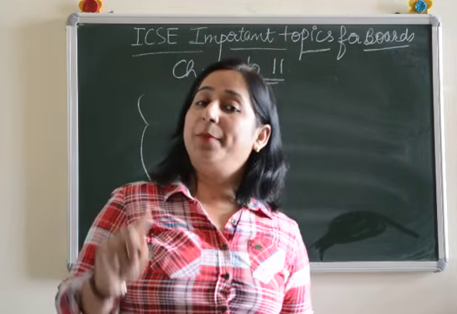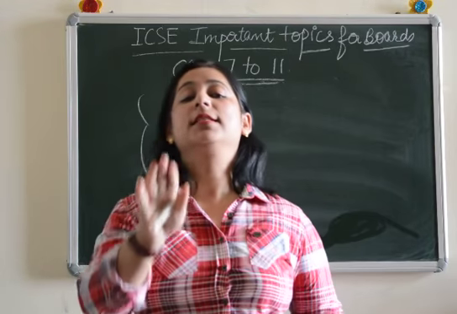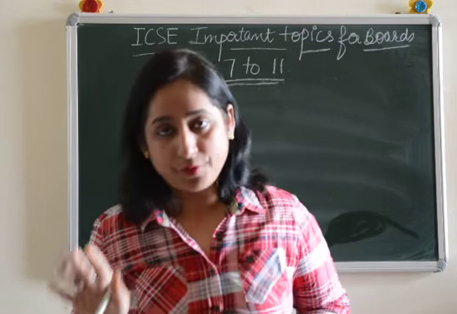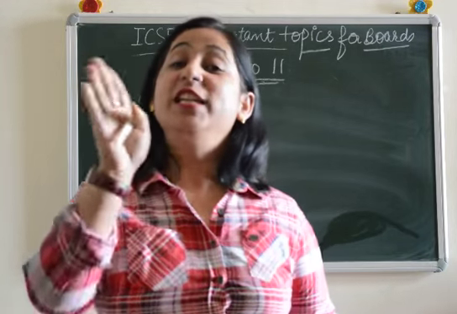Now, next chapter would be the nervous system. When we talk about the chapter nervous system, the main question which comes for drawing is the structure of the neuron.